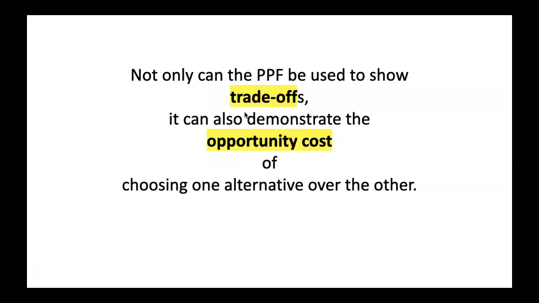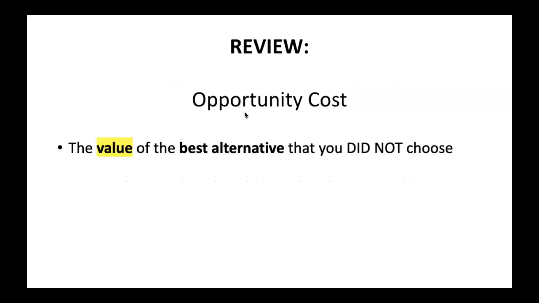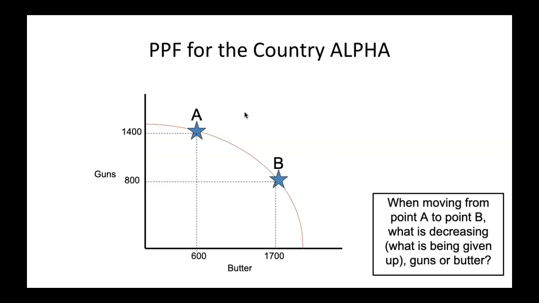Now, not only can the PPF be used to show trade-offs, it can also demonstrate the opportunity cost of those trade-offs. Now let's review what opportunity cost is. Opportunity cost is the value of the best alternative that you did not choose. So, when moving from point A to point B, what is decreasing? Again, this is review. What's decreasing? Guns or butter by moving from A to B?